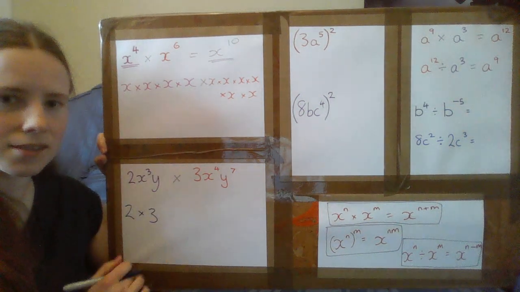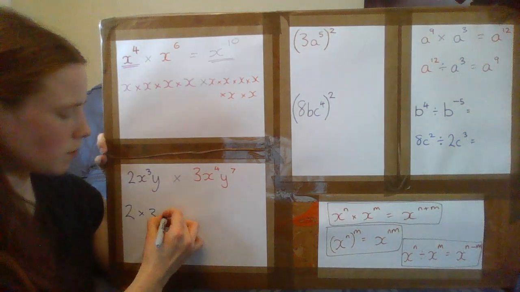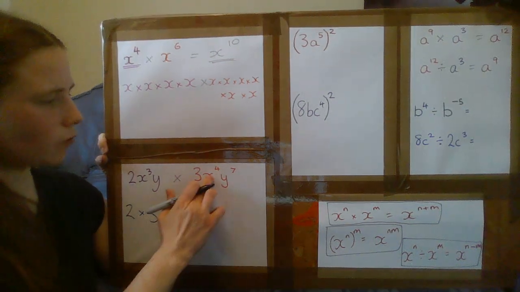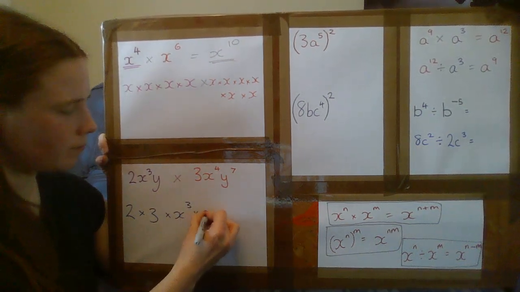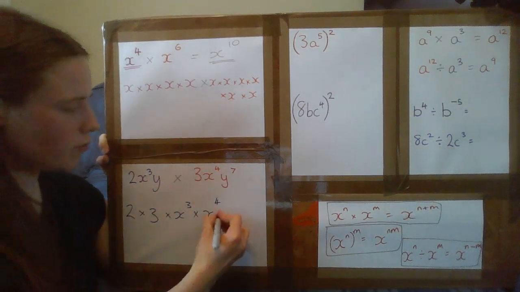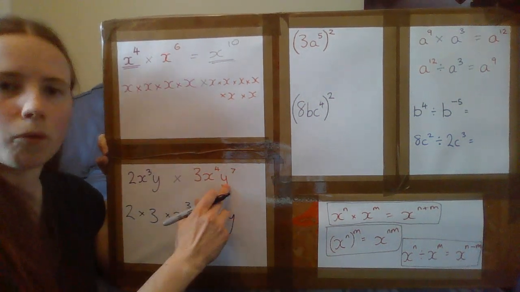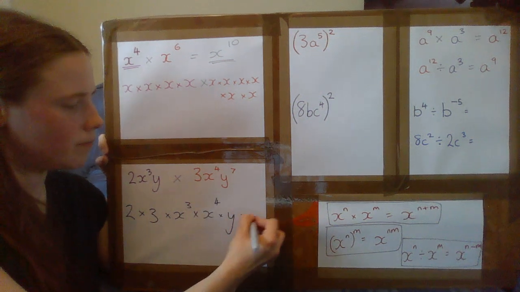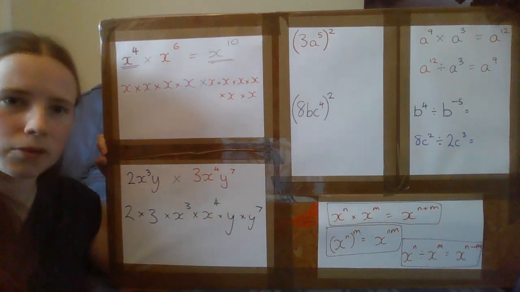Now I'm going to do the x's. So I've got x cubed from this one and I've got x to the 4 from this one. And now I'm going to look at the y's. So I've just got a y from this one and I've got y to the 7 from this one. And now I'm going to put them all together.